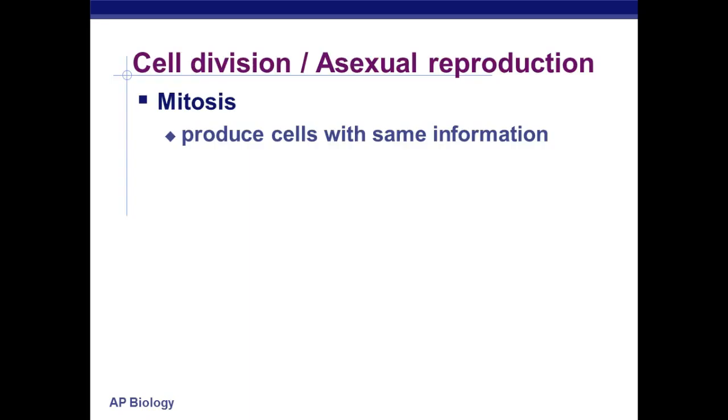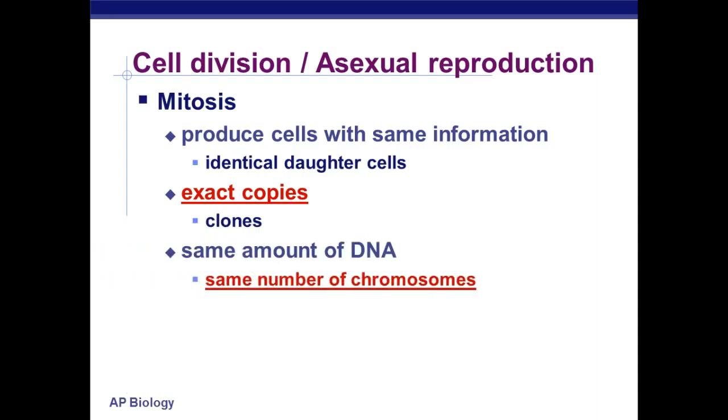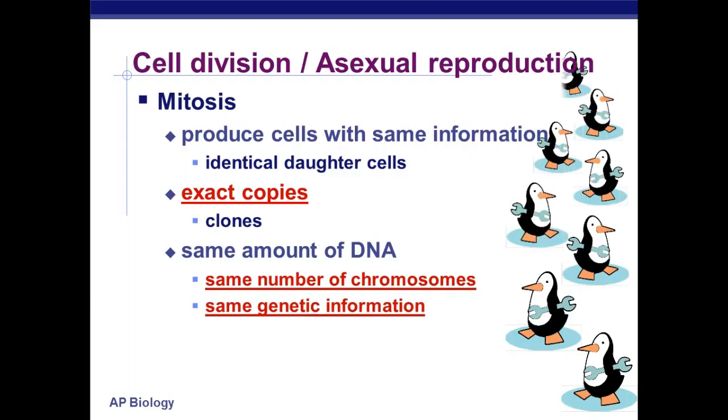Let's start with a quick review of mitosis. This is a process for producing identical cells. The cells are just like the parent cell that produced them, and they're identical to each other. They're exact copies. They have the same amount of DNA, the same number of chromosomes, and exactly the same genetic information.